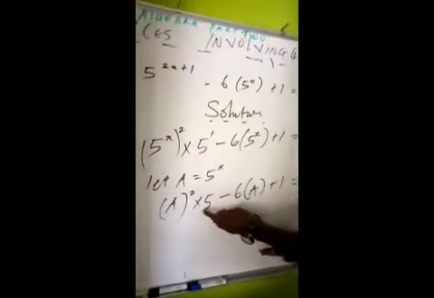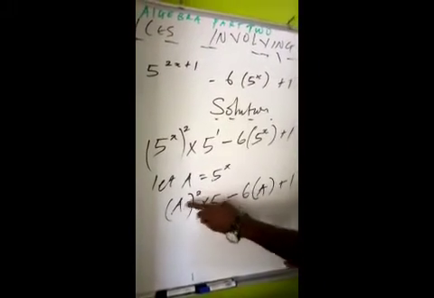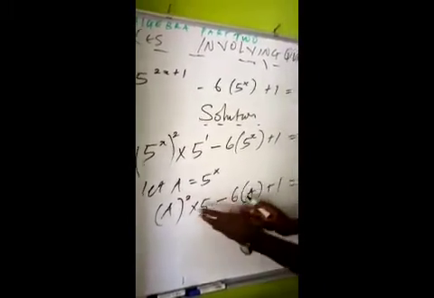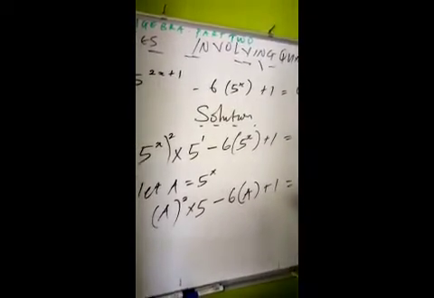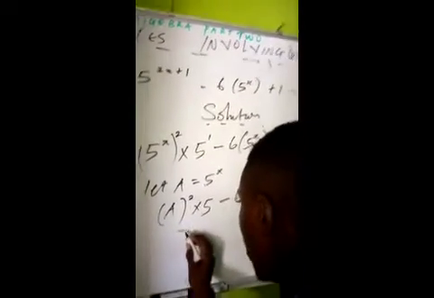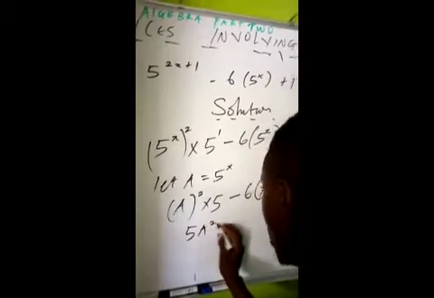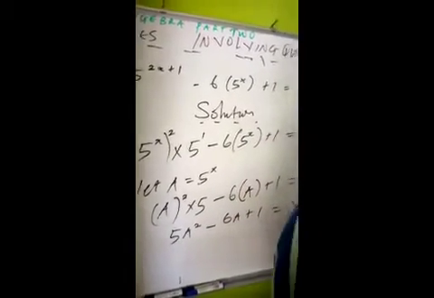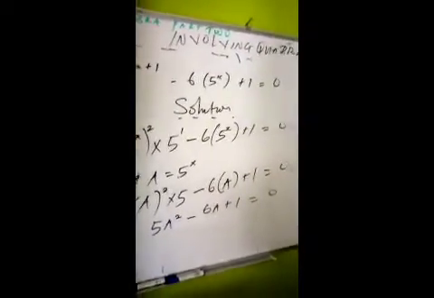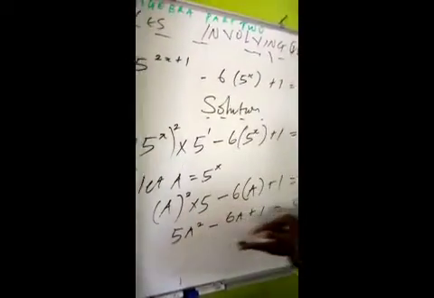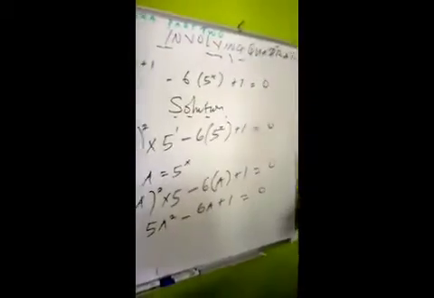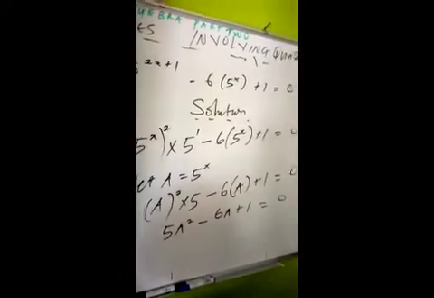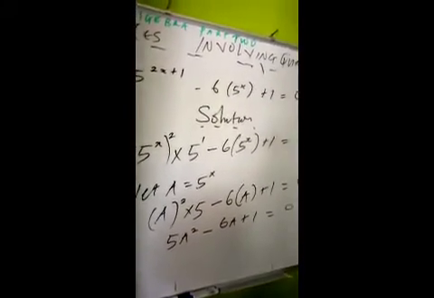Then from this point, let us multiply. By saying 5 times A, 2 times A is A square. Then 5 times A square is 5A square. So we have it as 5A square minus 6A plus 1 equal to 0. Then from this point now, you have formed a quadratic equation.